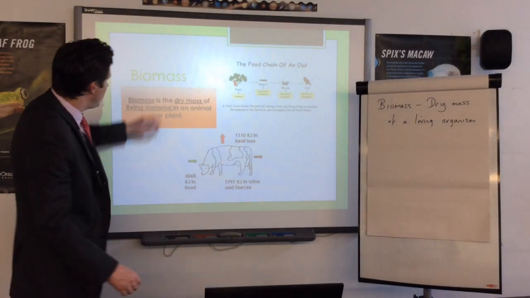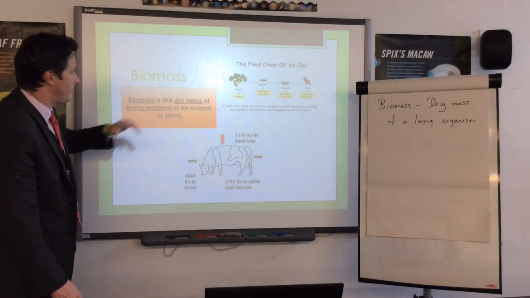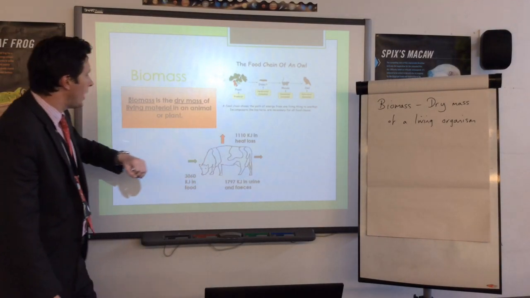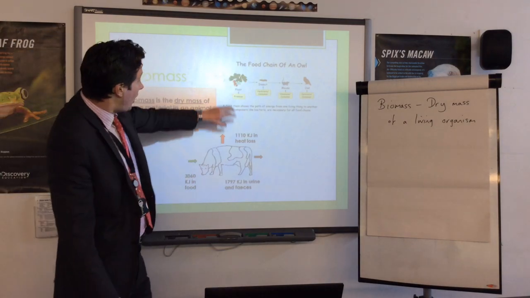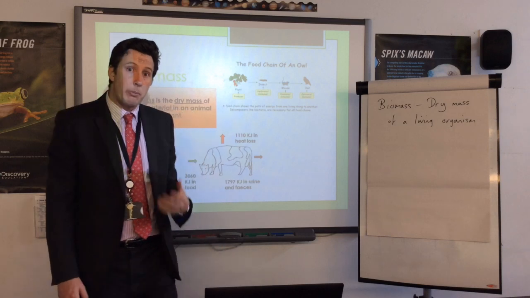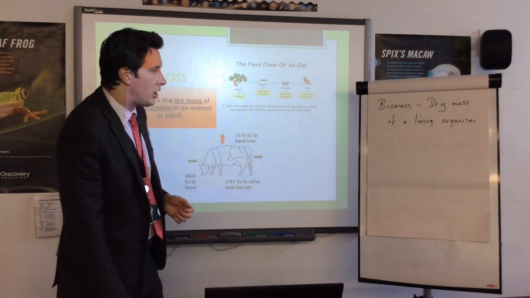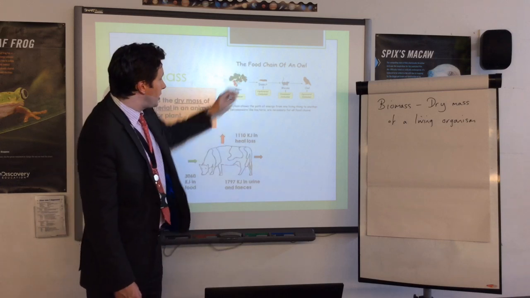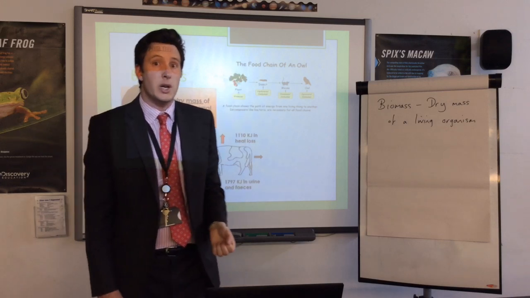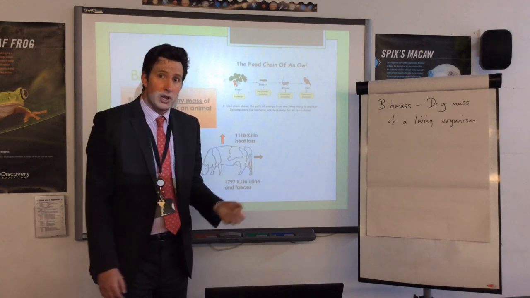Okay, so as I said, biomass is the dry mass of living material in an organism. It's in a food chain. So when you have a food chain, it always starts with what's called a producer. So every food chain starts with a producer. And why it starts with a producer is because a producer produces its own food. It makes chemicals from the sun.